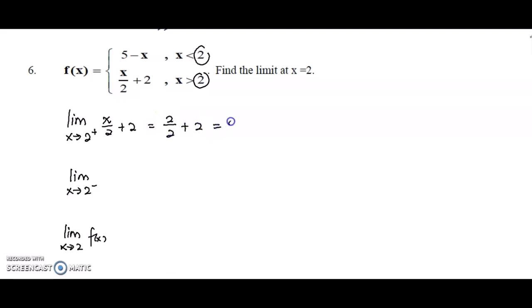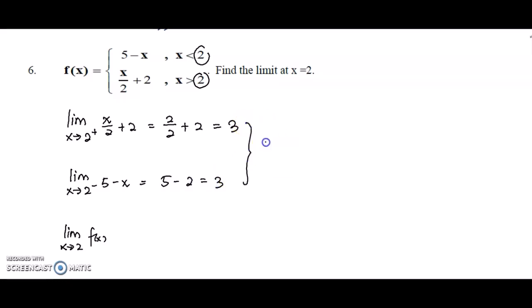That will be 3. And for the left-hand limit, I'm going to take the first function because 2 negative is for the first interval. Then you put in the function 5 minus x. After that, substitute in the 2. You have 5 minus 2, you get 3.